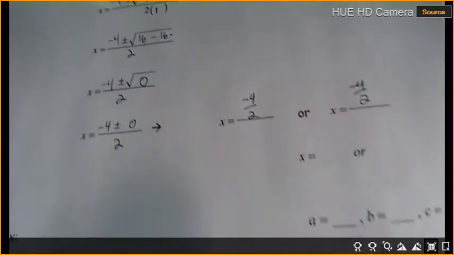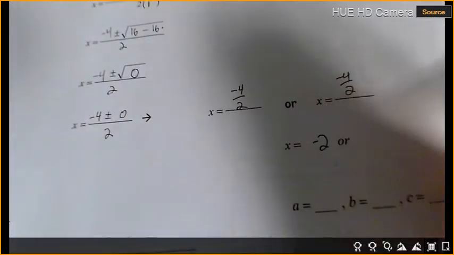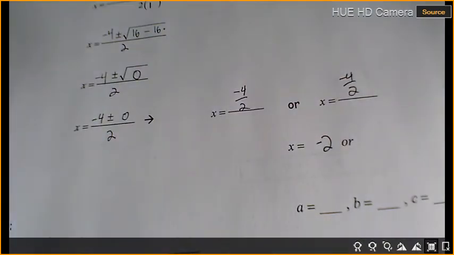So what's x going to equal? Negative 4 divided by 2 is going to be? Negative 2. And there really isn't an or, because it's the same thing. How are we feeling? Okay. All right. I'm going to give you another one that's a little bit harder.